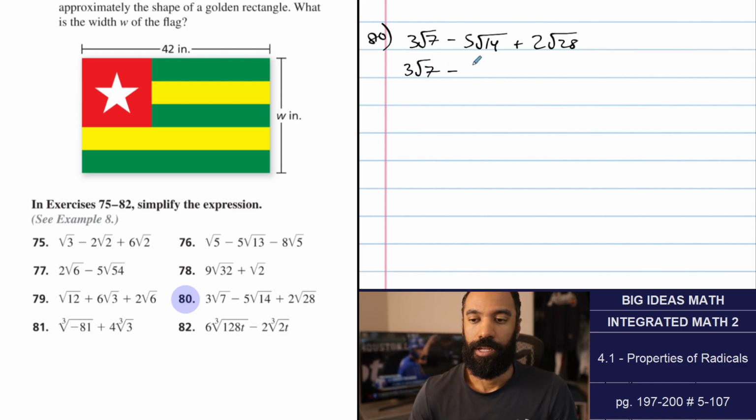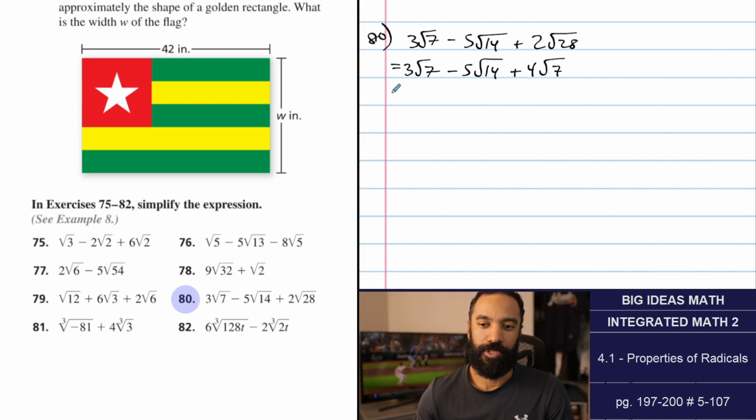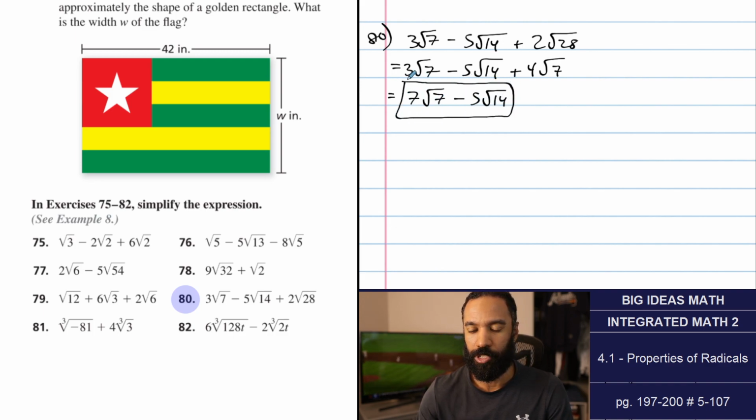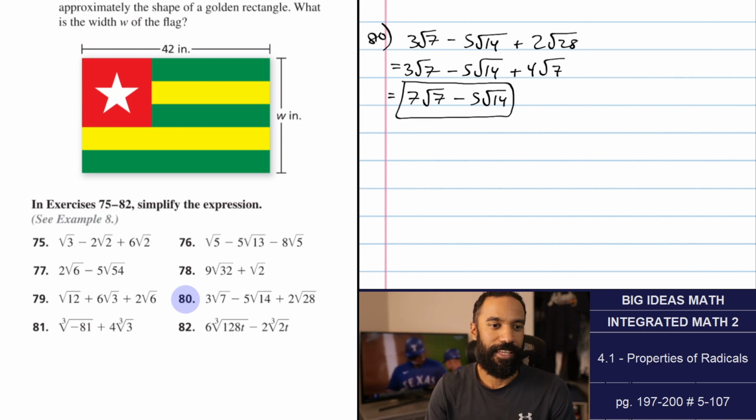So, can we do this in one step? 2 times 2 root 7 is 4 root 7. Aha. 3 root 7 plus 4 root 7 is 7 root 7. And I have a minus 5 root 14, which once again, root 14 has no perfect square factors that exist. You can bank on it. Unlike the 68, this does not have any that do exist.